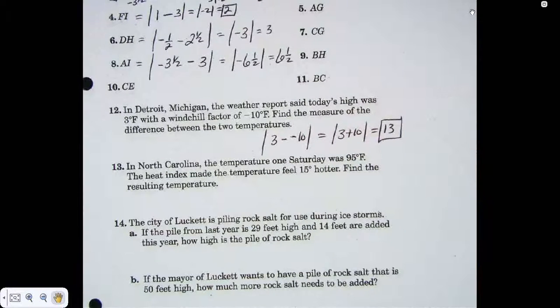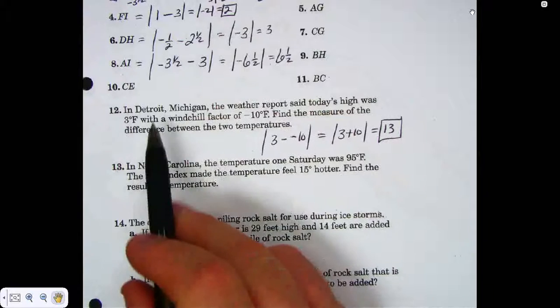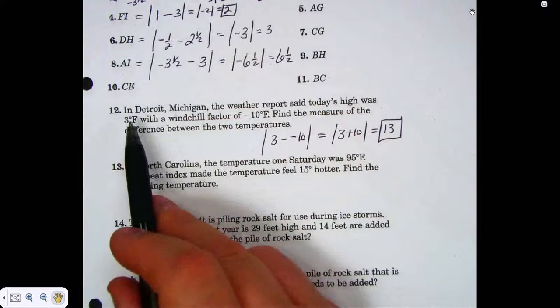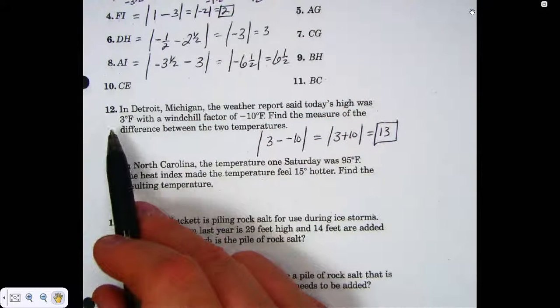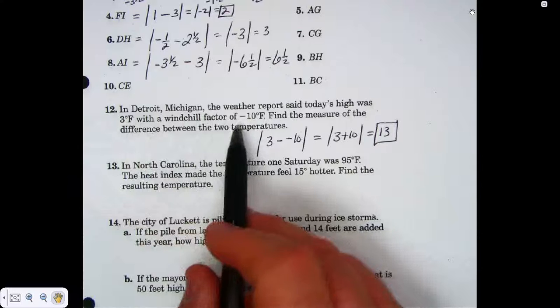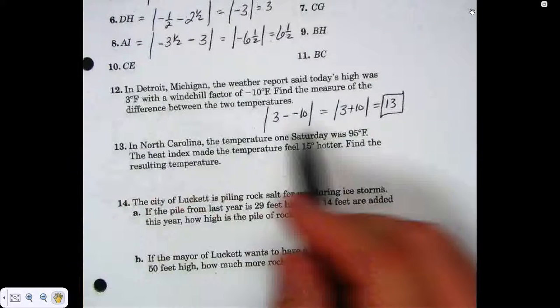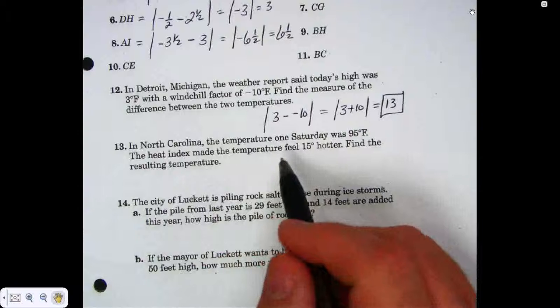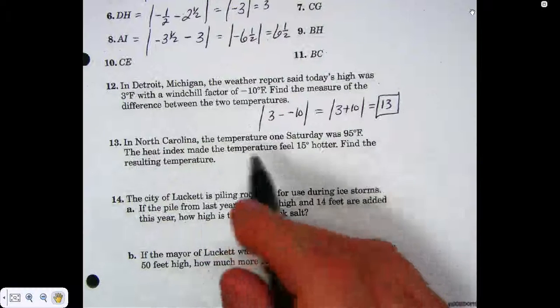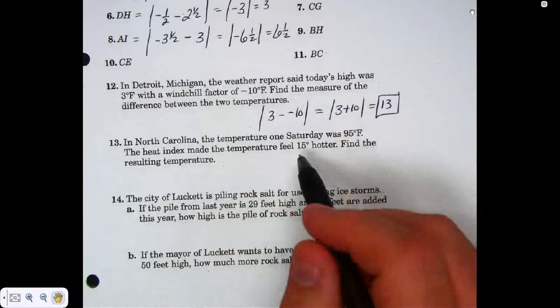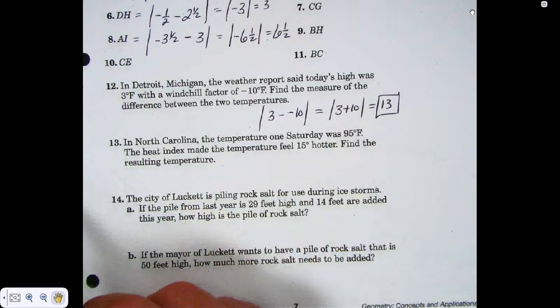13 degrees apart. And if you think about it, the difference would be 3 more to get to 0 and then 10 more to get to -10. That's 13 marks you went, isn't it? So these problems are really the same. They're giving you the coordinate instead of writing it on a number line, aren't they? So you got to subtract the numbers.